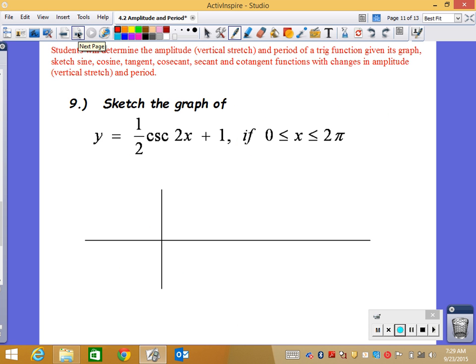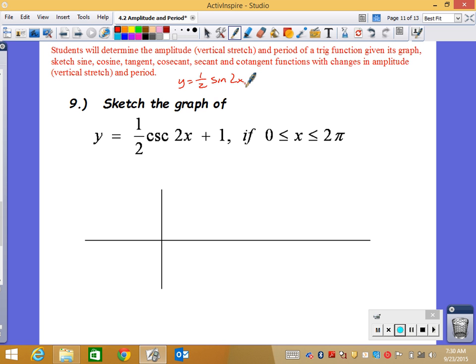So for this last problem, we're going to leave the hardest for last. We're going to draw out 1/2 cosecant 2x plus 1. So to start, instead of drawing cosecant, I'm going to start with its reciprocal identity. So I'm going to draw 1/2 sine 2x plus 1. And then I'll draw out the cosecant. So let's start by drawing out y equals 1/2 sine 2x. Hopefully that should be fairly easy now.